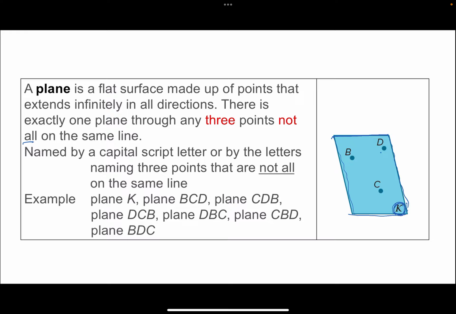Or we name it by the 3 points that are not on the same line. So because there are 3 different letters, we can name it in 6 different ways: BCD, CBD, DCB, etc. Oftentimes we just go by alphabetical, but you have options.